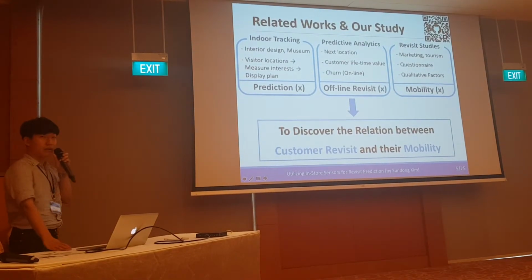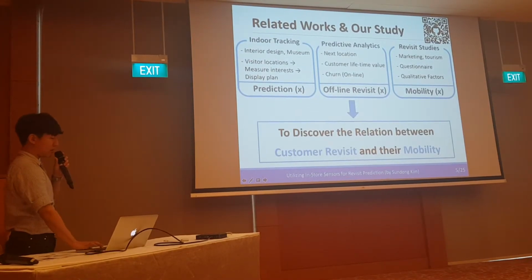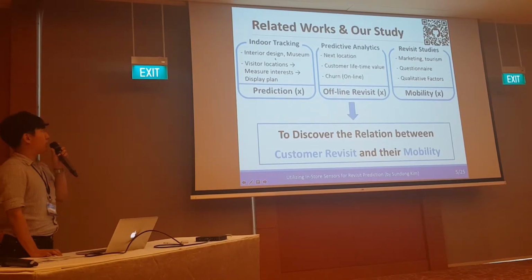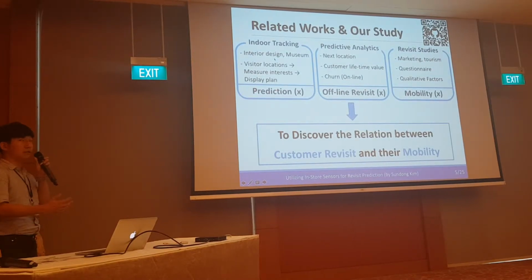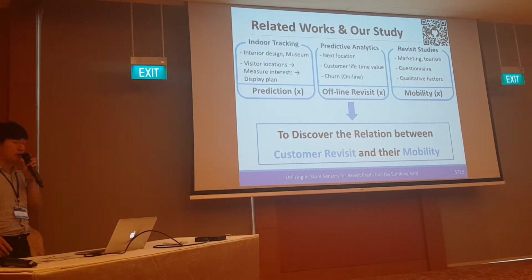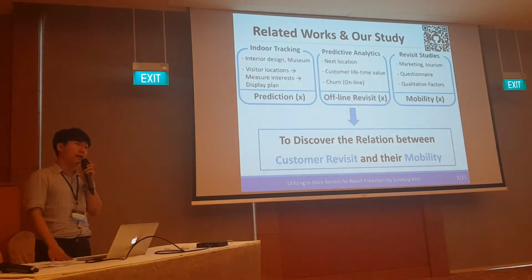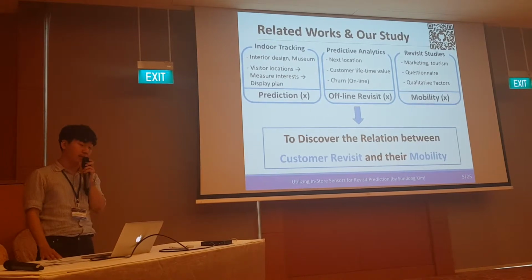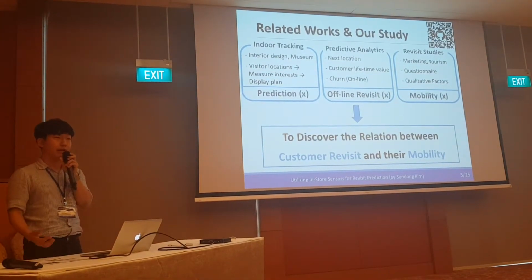First, indoor tracking. Since we are dealing with an indoor data set, we searched for some related works. These works are done in interior design or museums. By looking at the visitors' locations, you can measure the customers' or visitors' interest inside the museum. And some museums, like the Guggenheim Museum, changed their display plan. However, those researches do not include any predictive analytics.